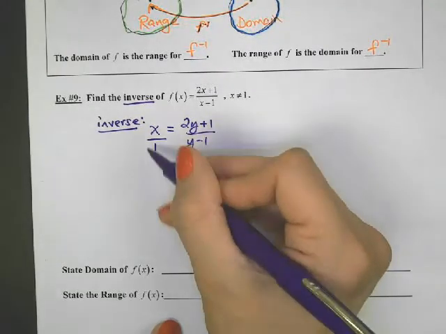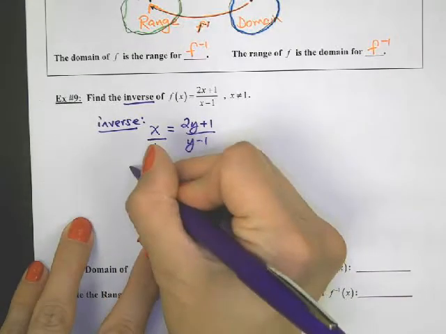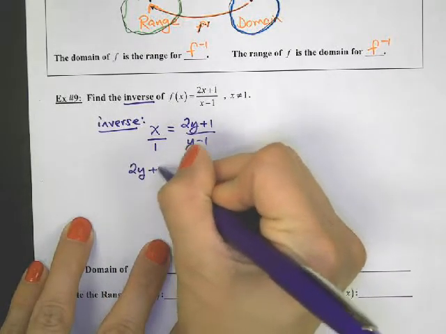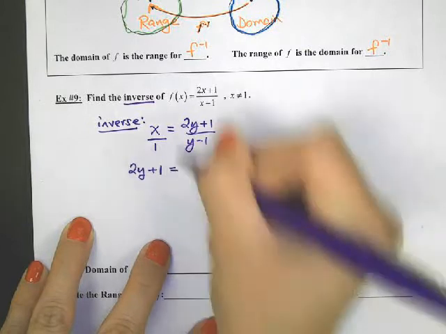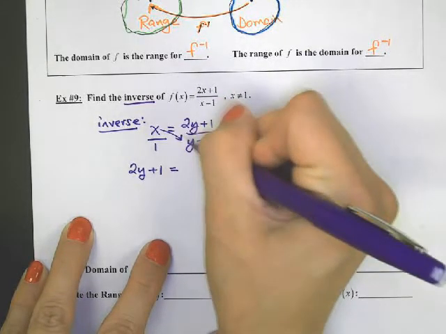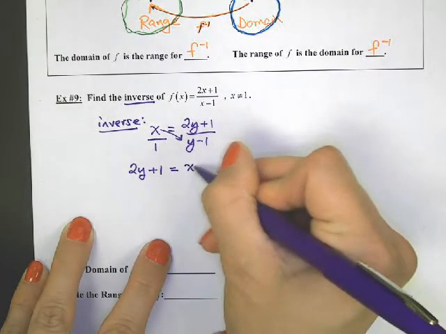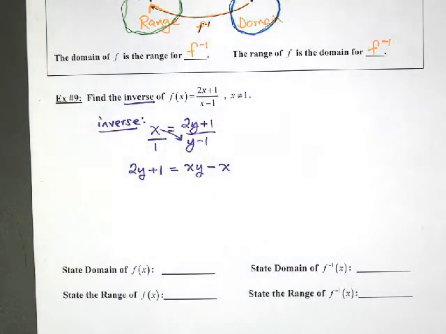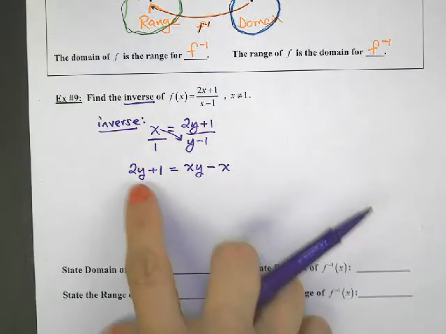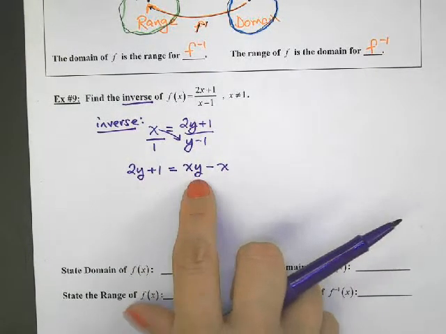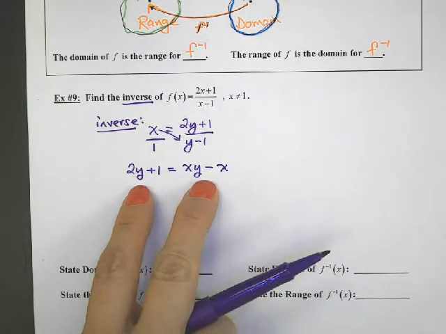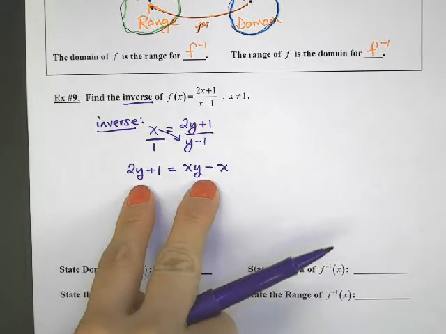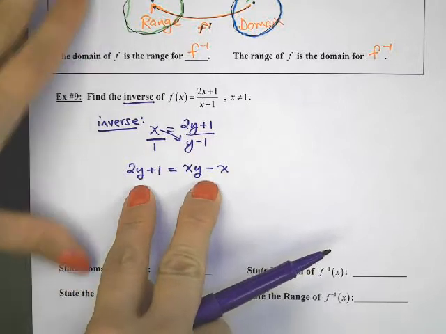Okay, and we're going to cross multiply. So 2y plus 1 equals, let's cross this way. Don't forget to distribute, xy minus x. Okay, now we're solving for y, but oh my goodness, there's y's all over the place. It might be a good idea to put them all on one side. Let's put them all on the left.